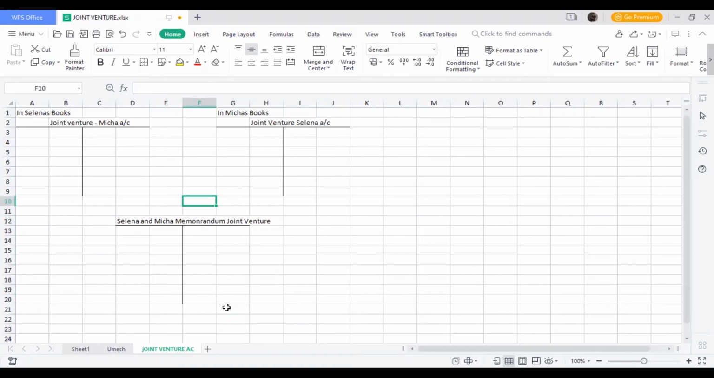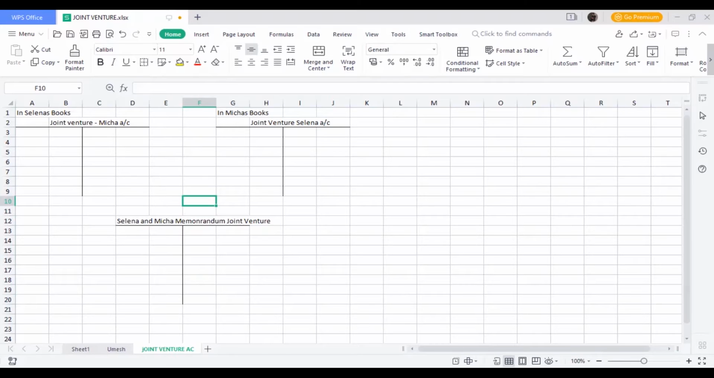Now this is almost quite easy to understand. Let's move on to the next adjustment one by one. So you will have a complete view on what I'm going to do on the above transaction. We'll finish the memorandum joint venture along with Micha's and Selena's transaction. Then it's going to save a lot of time for us when we are doing the sum.